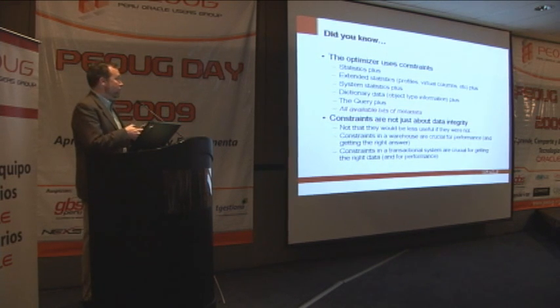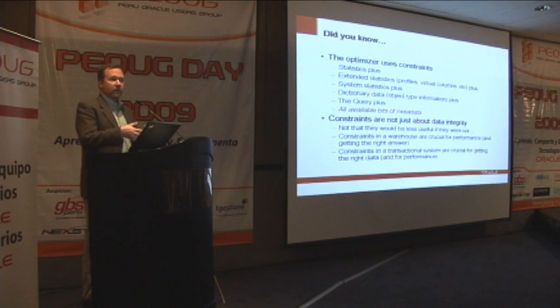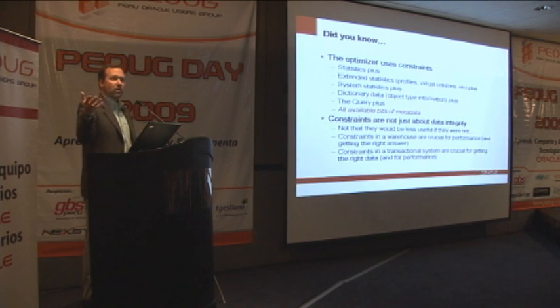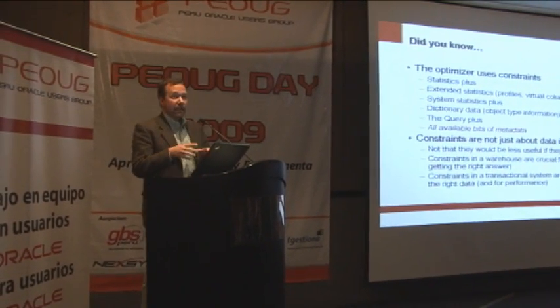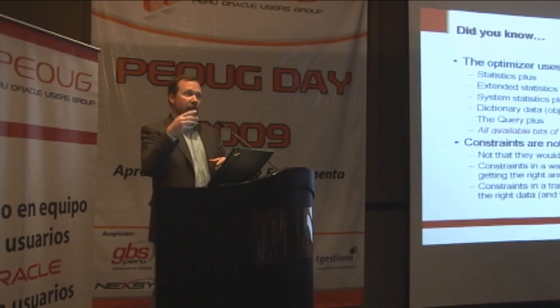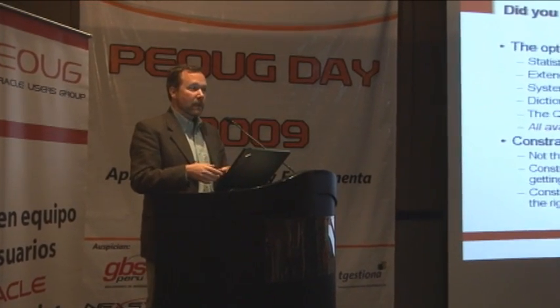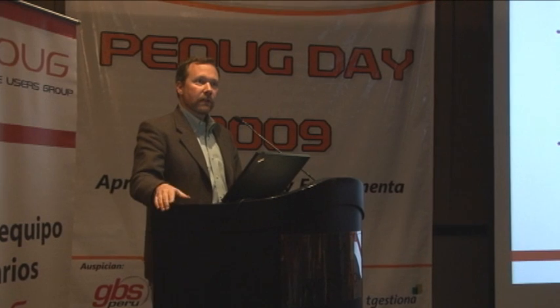But a piece of information we frequently do not give to the optimizer is this metadata called constraints. Constraints are not just about data integrity. In a transactional system, your HR system, your finance system, data integrity constraints are primarily for data integrity. In your data warehouse, in your reporting system, in those systems where you're running queries that take many minutes or hours or days, the metadata, the constraints, are not necessarily about data integrity.